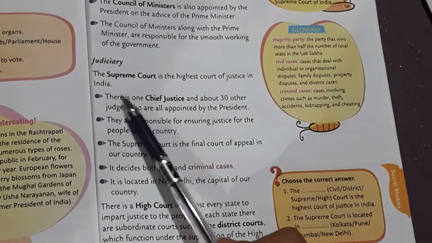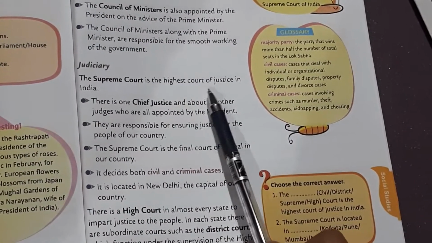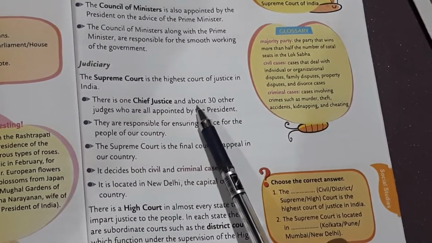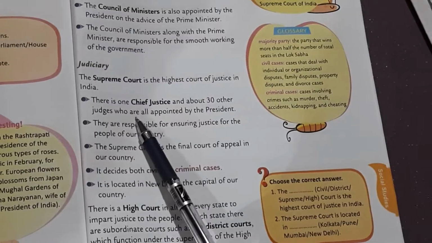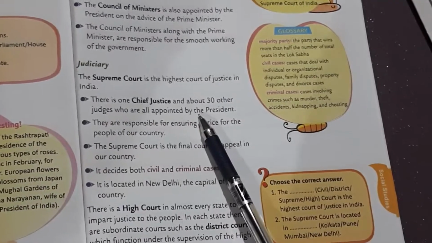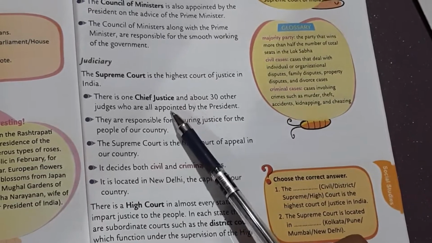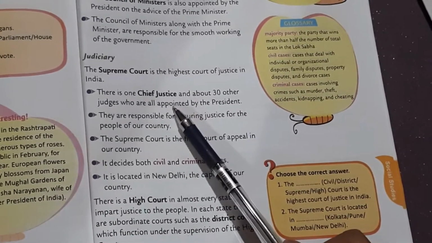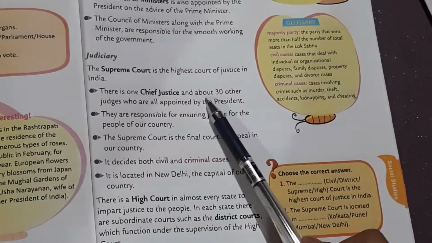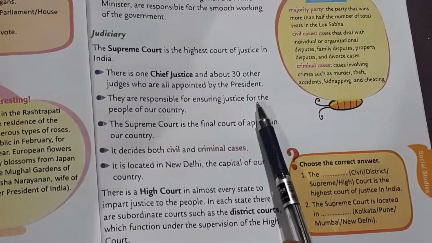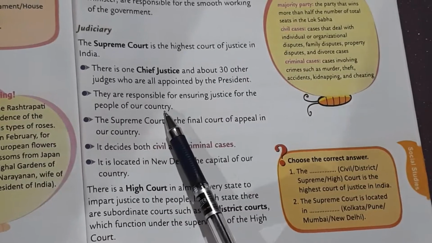Judiciary. The Supreme Court is the highest court of justice in India. There is one Chief Justice and about 30 other judges who are all appointed by the President. They are responsible for ensuring justice for the people of the country.